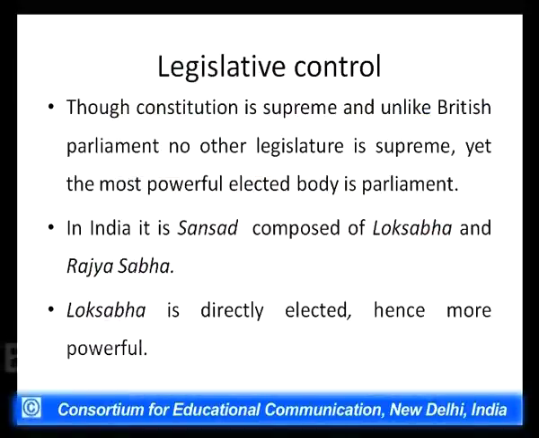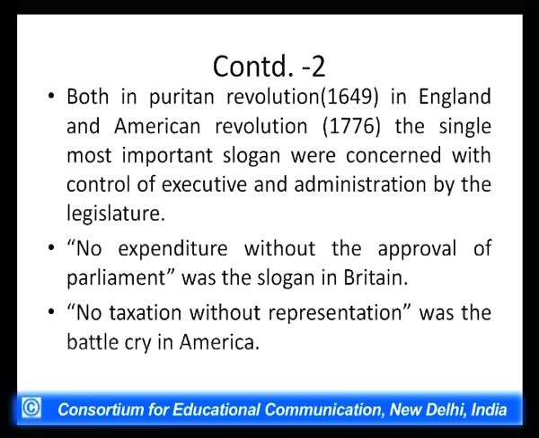First of all, legislative control. Legislative control means control by the parliament. In India, the constitution is supreme and parliament has to work under the constitution. Unlike Britain, Indian parliament is not a sovereign body. In India, parliament means Sansad, which has two houses, one Lok Sabha, elected by the people directly, and more important house, then second house, which is Rajya Sabha. In Lok Sabha, there are 545 members, 543 elected and 2 nominated. In Rajya Sabha, there are about 250 members, representative of the different states.